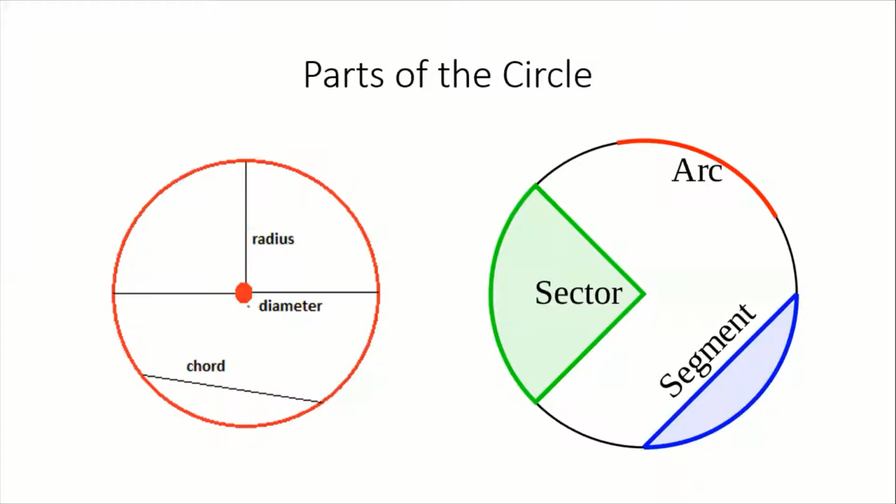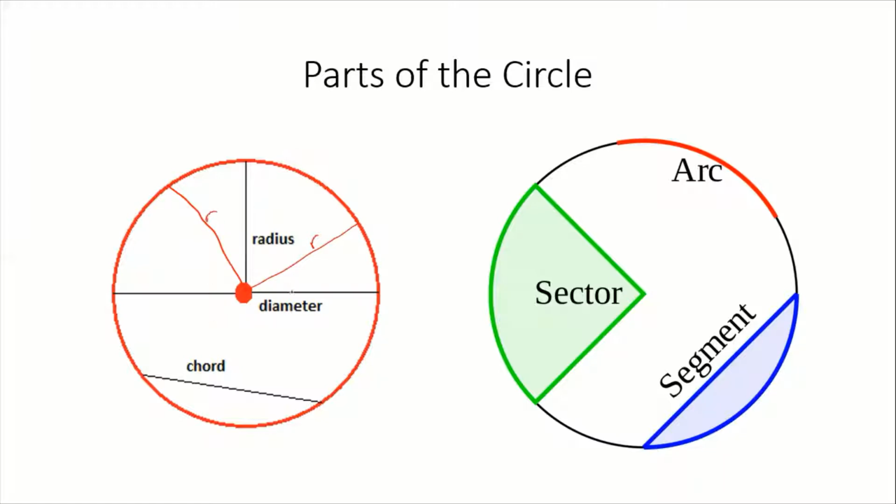So here, a radius is considered to be a line from the center of the circle to the circumference. So any line from the center of the circle to the circumference is considered to be a radius. So if I draw a line from the center here to the circumference, then that would be a radius. If I draw a line from the center here to the circumference, then that line would be a radius, right? So all of these lines are radii, right?